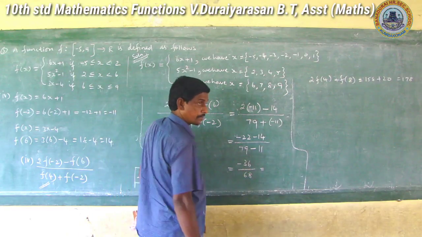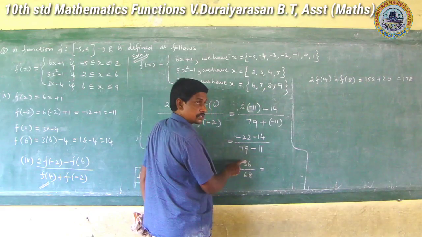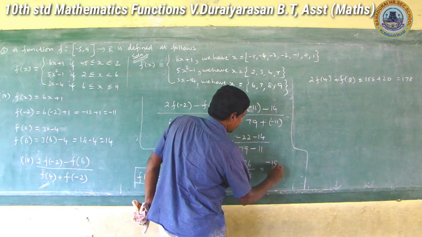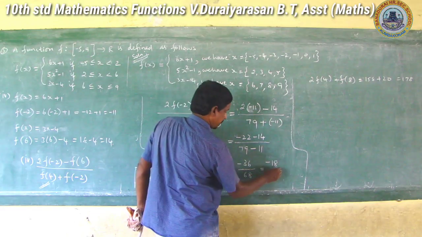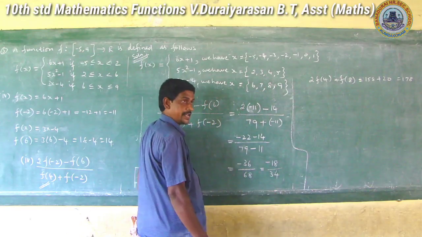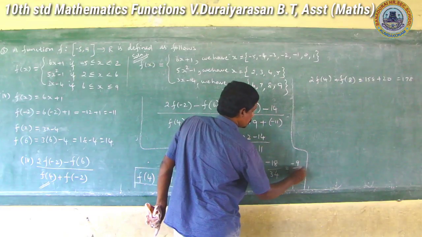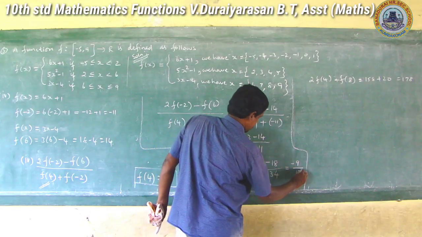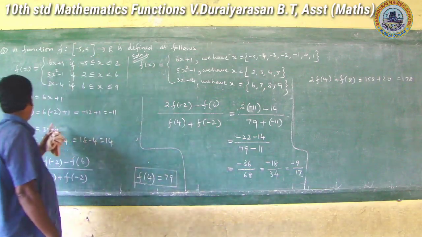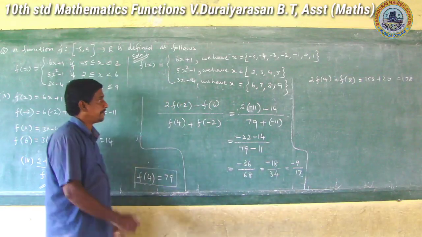Strike out. 36, 68, both of them even numbers. So strike out 2. Minus 18 2s are 36, divided by 34 2s are 68. Again both of them are even numbers. Again strike out: 9 2s are 18, 17 2s are 34. So what is the value of the fourth one? The fourth one value is minus 9 by 17. That's all.